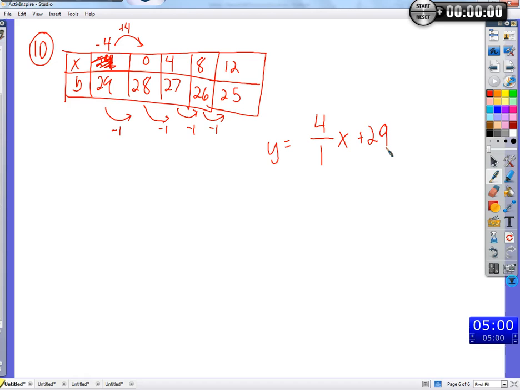The way to test this is we just plug in the x values and see if we get the correct y values. So, when we plug in negative 4, we should get 29. Negative 4 times 4 is negative 16. Plus 29 is not 29. This is pretty close. Anybody want to suggest that we change something? We subtracted a lot. We wound up subtracting 16, right? I think we kind of want to subtract something like 1, right? We would want to wind up with 1 being taken off.